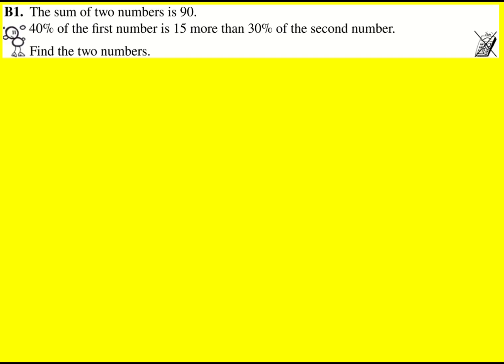The sum of two numbers is 90. So I'm just going to call one of them A and the second one B, and I can straight away write down an equation: A plus B equals 90. And let's say the first number's A and the second number's B. Doesn't really matter. So then 40% of the first number, now that is going to be 0.4A using decimals.